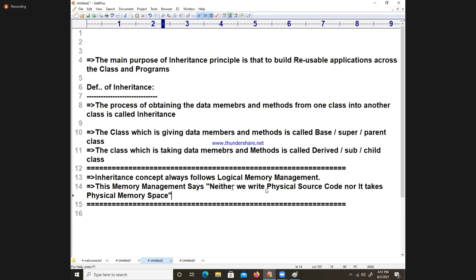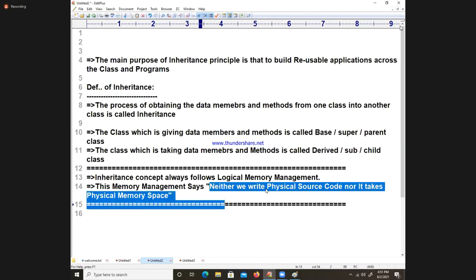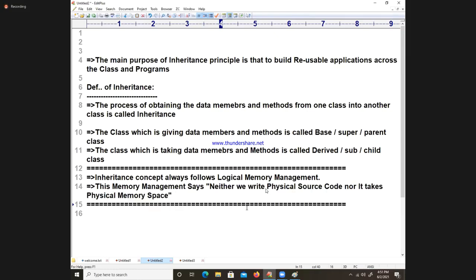First of all, do you understand this English? Please confirm. Tell me for my satisfaction: inheritance concept follows which memory management? The more responsive you are, the more you learn. It is like an offline class, you are responding to me. Logical memory management. Right.